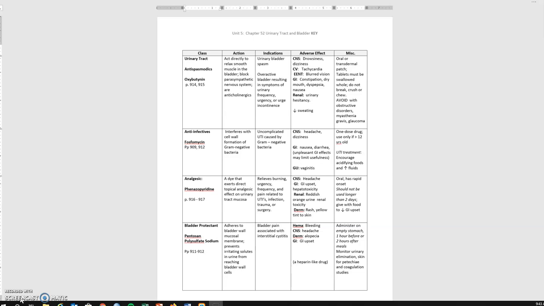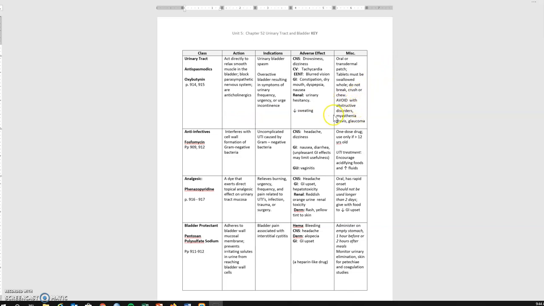So let's talk about these drugs. The urinary tract antispasmodics include oxybutynin, which acts directly on the smooth muscle in the bladder to relax it. It blocks the parasympathetic nervous system and is considered an anticholinergic. Therefore, the side effects will be those of anticholinergics, including dry mouth, difficulty emptying the bladder, and dizziness. So giving it to a patient with an obstructive disorder can aggravate that condition.